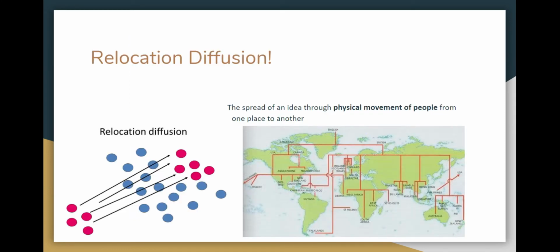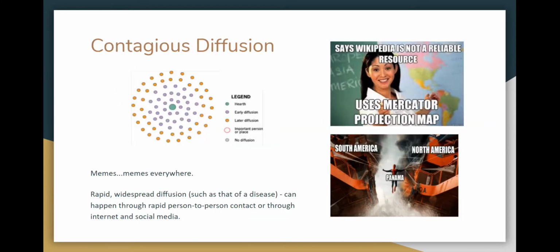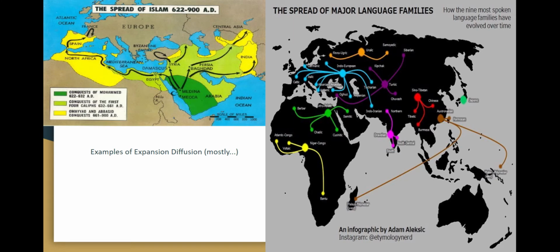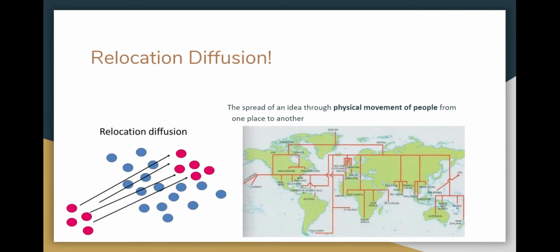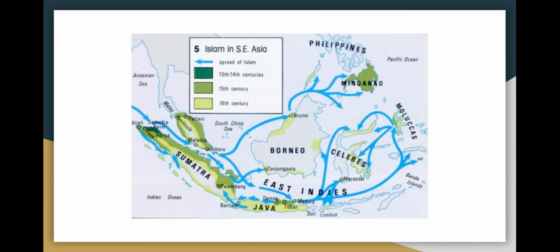So yesterday we looked at this map of Islam here. We saw Islam spread within a geographic area, and that was an example of what we called expansion diffusion, probably all the different types of expansion diffusion. So a different map here is what I would call relocation diffusion.